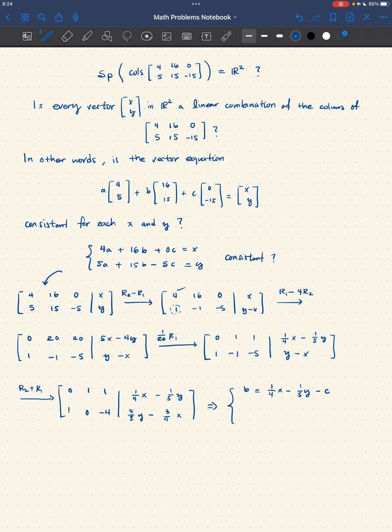Now, the second row is telling us that a is equal to 4/5 of y minus 3/4 of x plus 4c. Now, what is the indication? Well, it says that if you provide me with an x and a y, I can provide you with a b and an a, and also whichever c that I want, because there's no restriction on the c. You can have an additional superfluous equation if you want, indicating that c is equal to c.